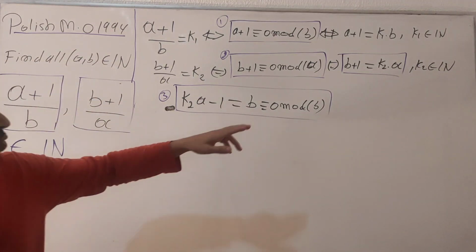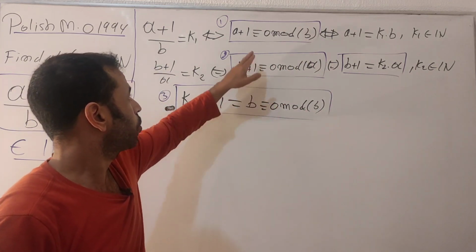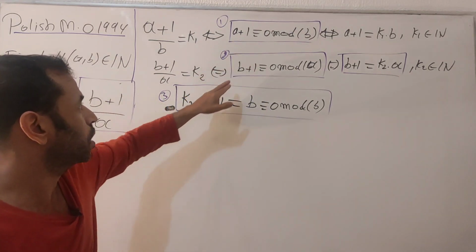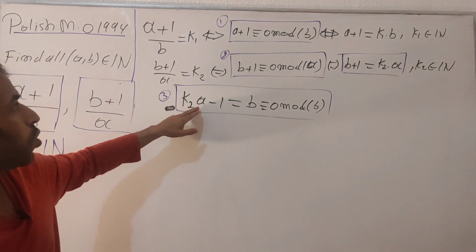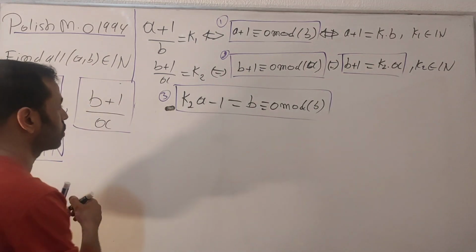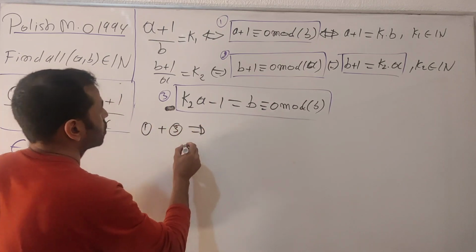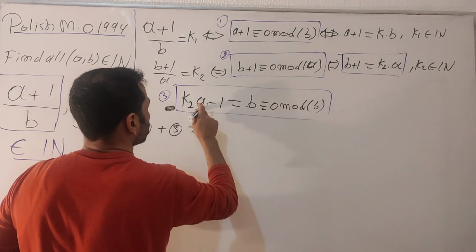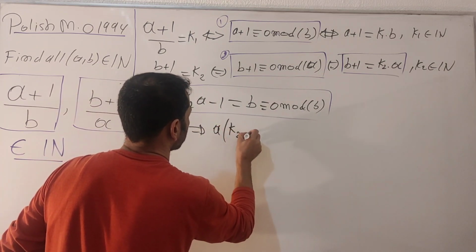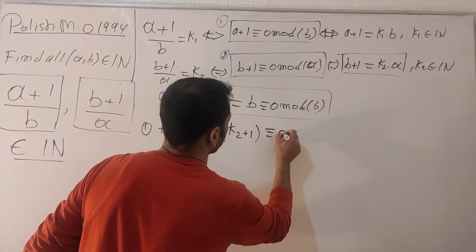Next, if you take a look at both statements, we get mod B here and mod B here, and we also get plus 1 here and minus 1 here. If I add number 1 and number 3, the 1 cancels out, and A can be taken as a common factor. So by adding number 1 plus number 3, A is factored out. I get A multiplied by K2 plus 1, which is congruent to 0 mod B.